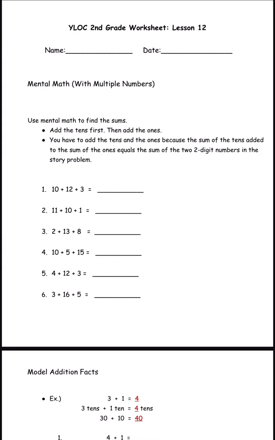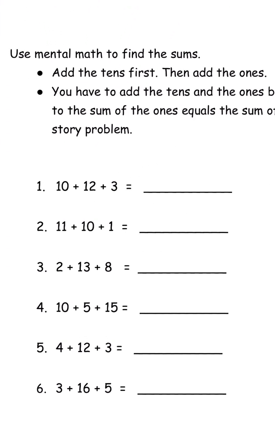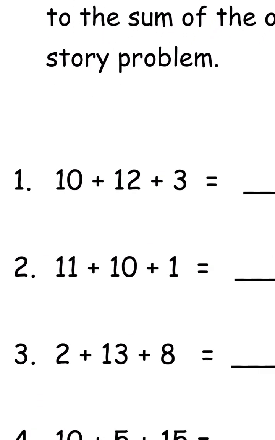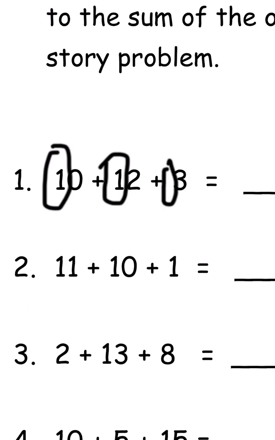Okay, so for example, let's try number 1. Number 1 says 10 plus 12 plus 3. It says add the tens first. If we look at the tens, we can see that this one is on the tens place, this one is on the tens place, and there's no tens place for this one, which is just 0. So if we add them, it's 2 tens. So this is going to be on the tens place, right?